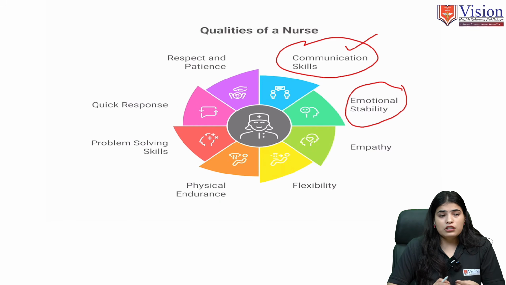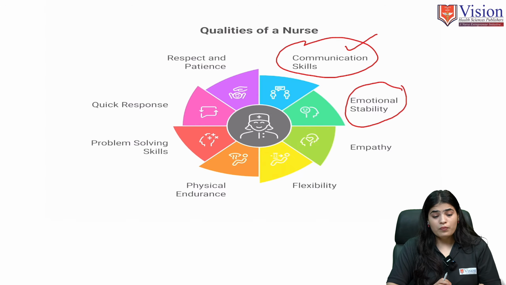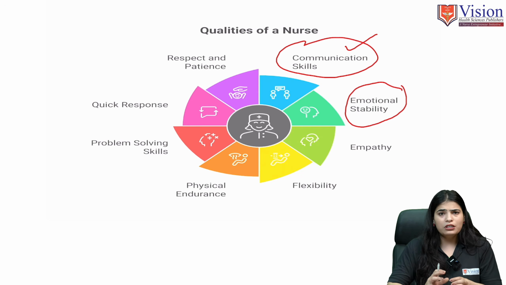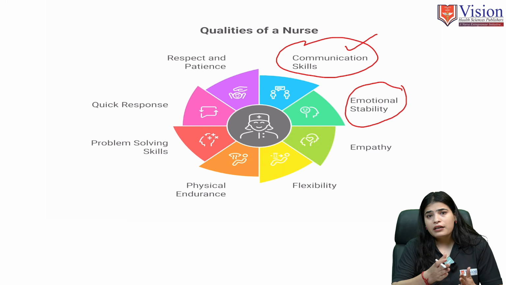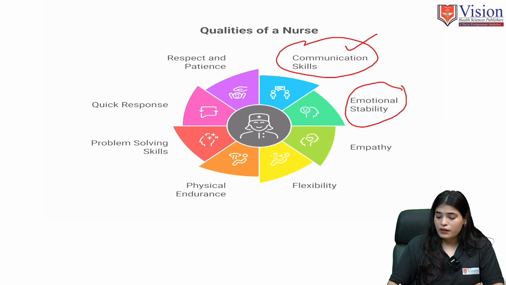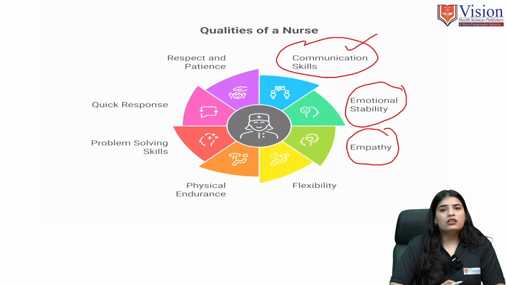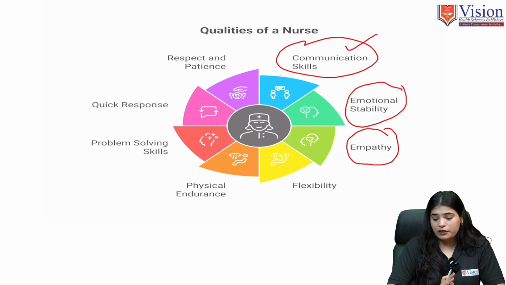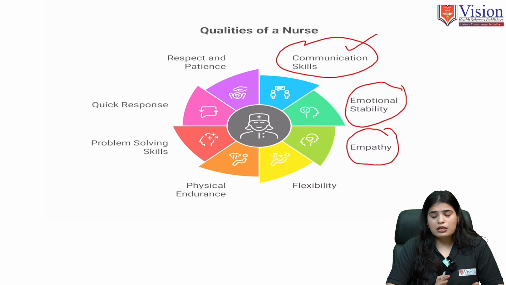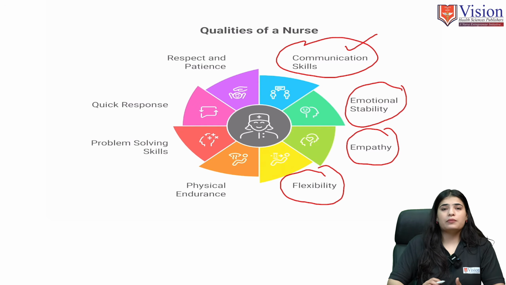A nurse should have emotional stability so she can judge the situation as per the situation without being influenced by her own emotions or the emotions of her patients. Next is empathy. A nurse should be empathetic. She should understand the patient, she should understand the patient's family, and she has to assist the patient in their care. Next one is flexibility.